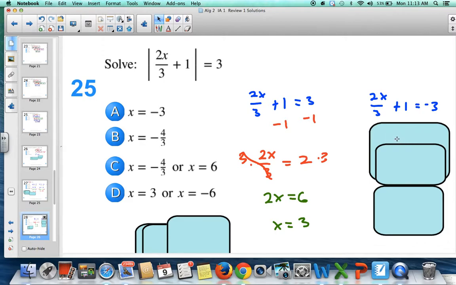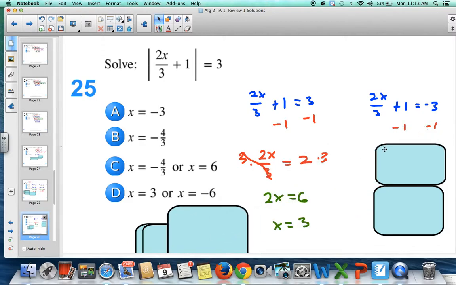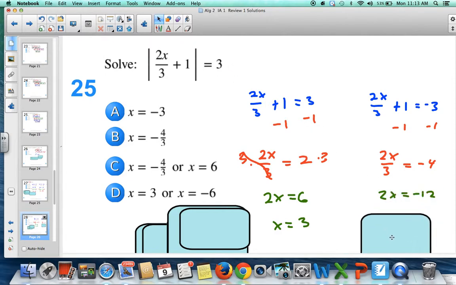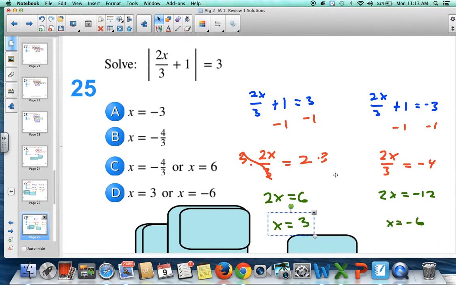And on this side over here, I do the same thing. I'm going to subtract 1 from both sides, and I have 2/3 x equals negative 4. So if I multiply both sides by 3, the 3's are going to cancel, and my 2x equals negative 12. x equals negative 6. And when I put those numbers in, I'm going to leave that to you to do, but that does work.